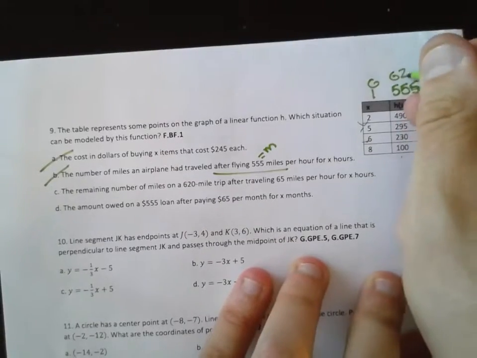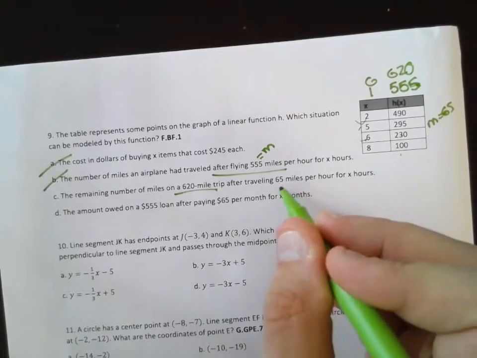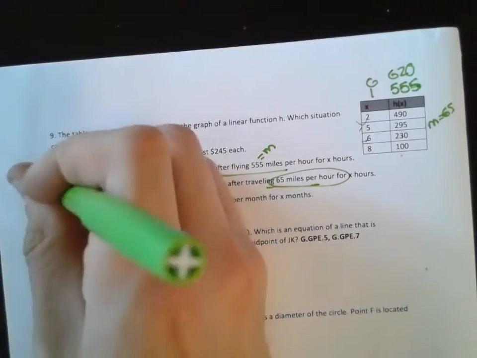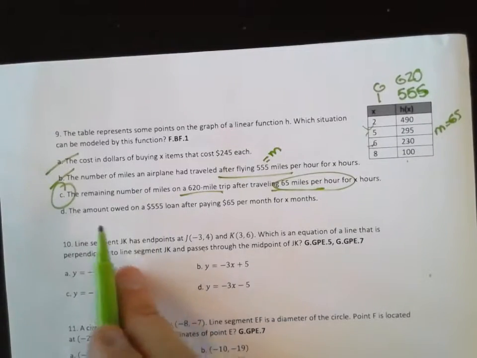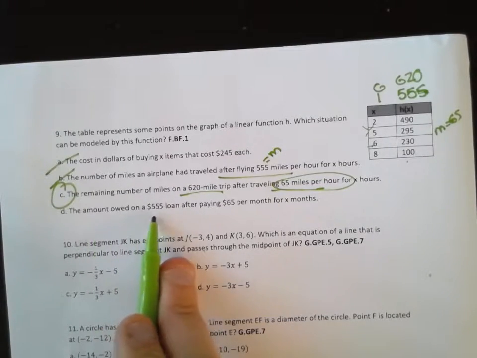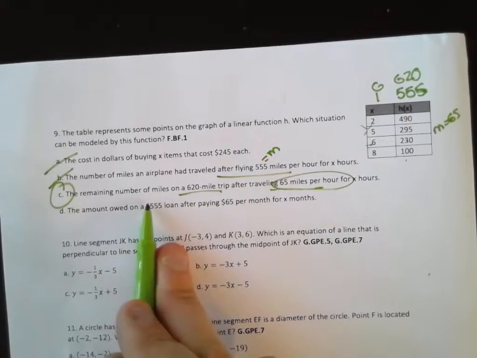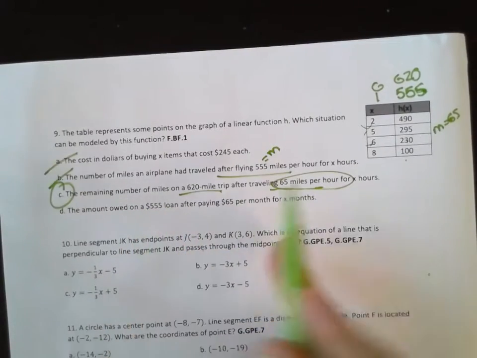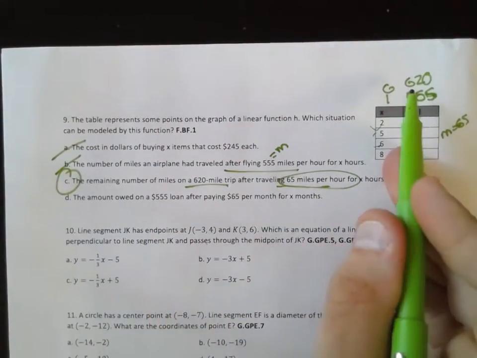So it starts at 620, which the question said, and you're traveling 65 miles per hour. That works. If I take a look at D, it says the amount owed on a loan. Again, this isn't the starting value. If this said 620, this would also be right, but we can't have two correct answers anyways. Again, guys, this is not the starting value. The starting value is 620.